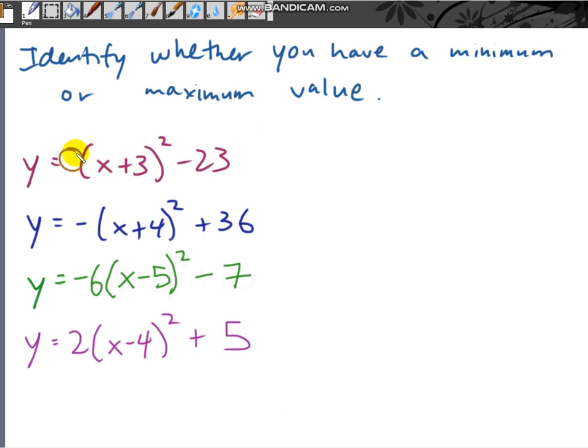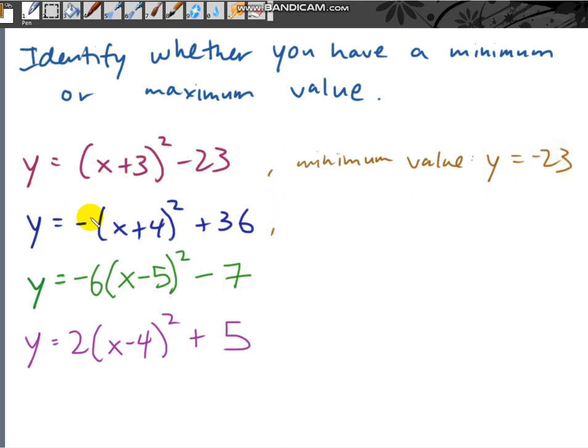If the leading coefficient is positive, basically what that implies is it's going to look like this, right? So what we have is a parabola that opens upwards. That means it's going to have a minimum value. And then we look at this number at the end. So we have y equals negative 23.